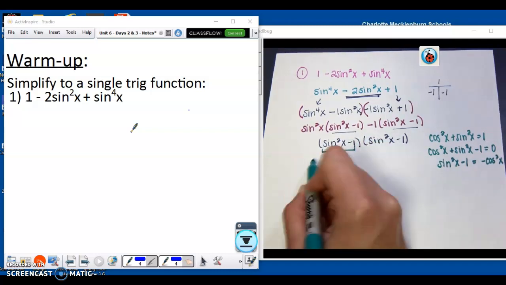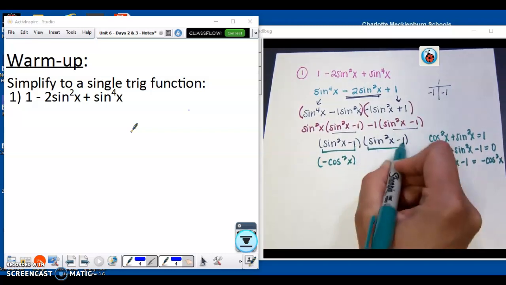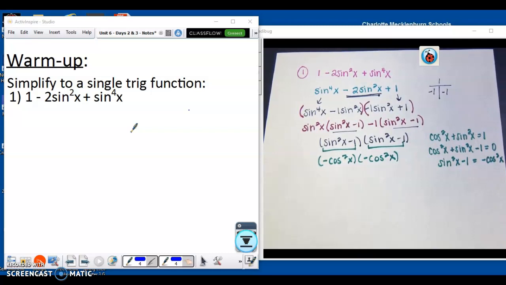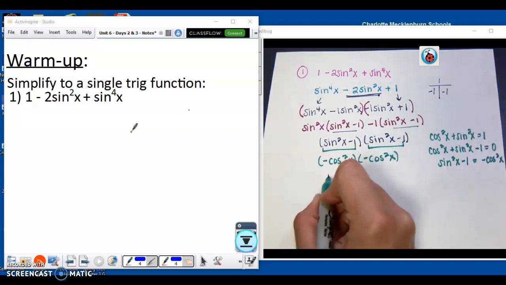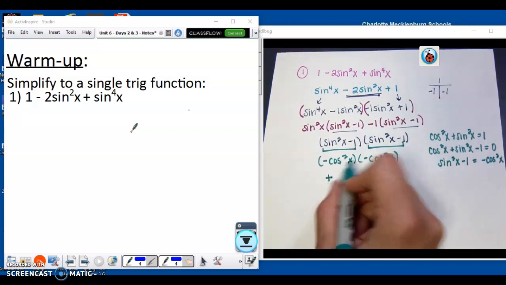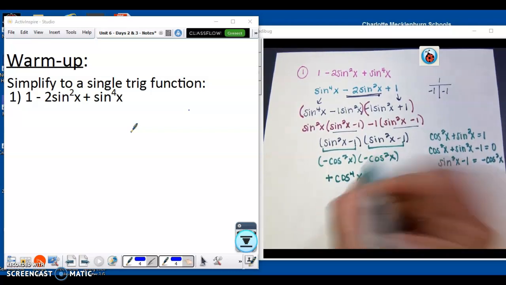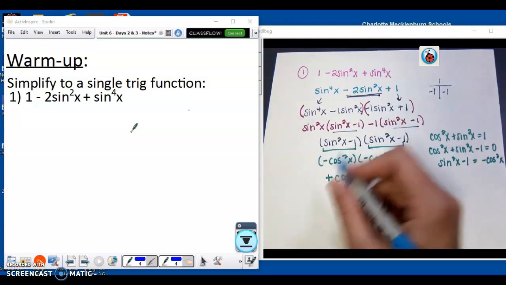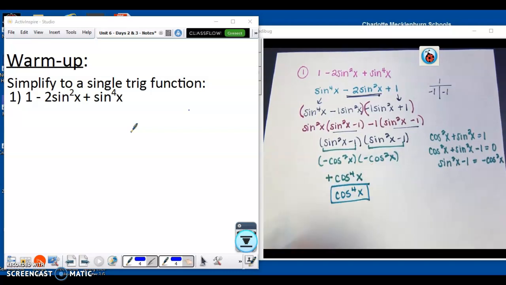So this right here is negative cosine squared x, and this right here is negative cosine squared x, because those are the same thing. If I multiply those two together, the negative times the negative gives me a positive, and cosine squared times cosine squared is cosine to the fourth x. Now we have gotten it to one single trig function. It can be to any power. So this simplifies to cosine to the fourth of x.